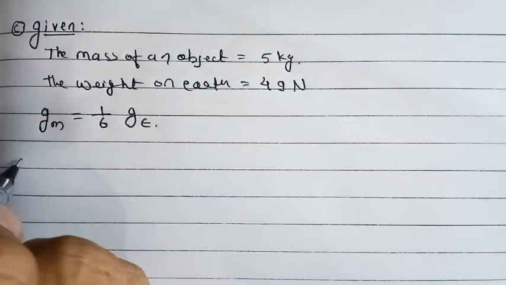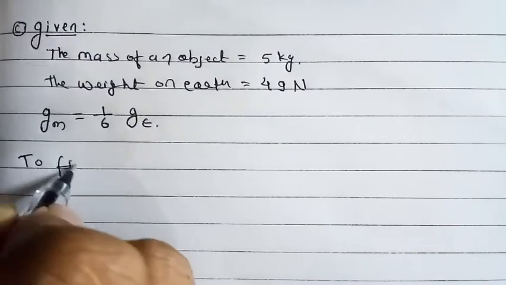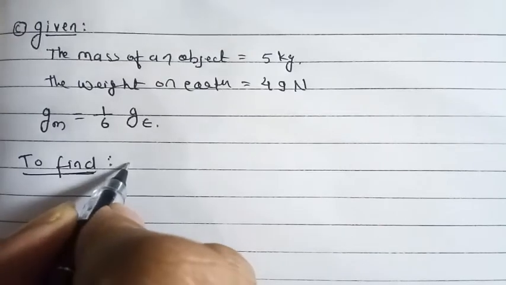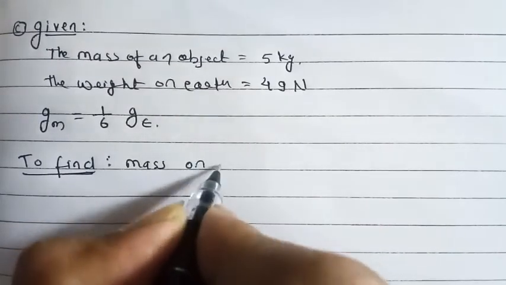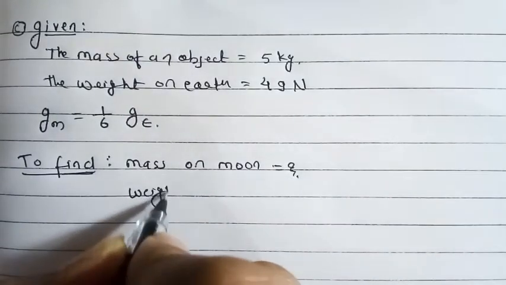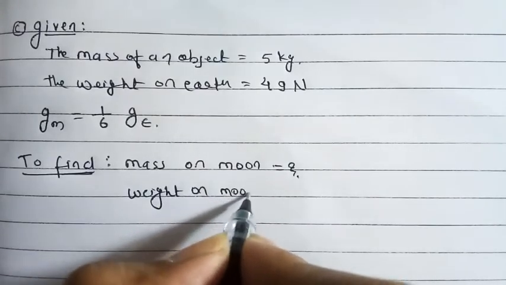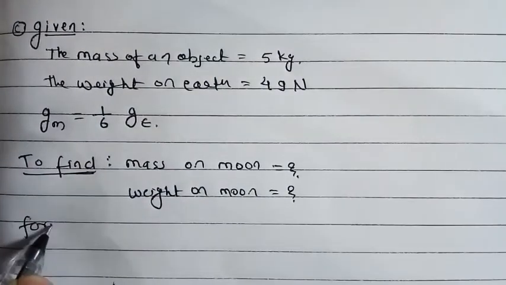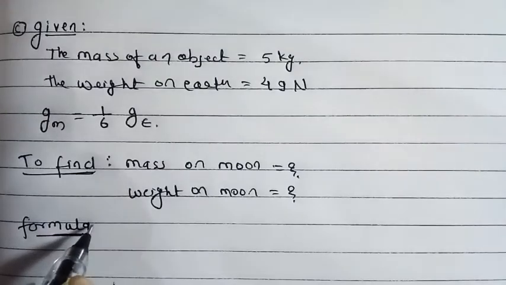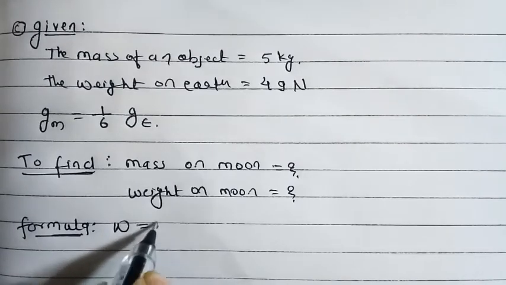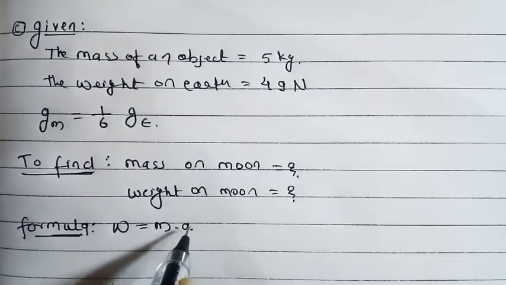Now we have to write what to find. What we have to find: mass on moon, question mark, and weight on moon, question mark. That means we have to find these. Now we have to write the formula. So which formula are we going to use? We use W equals mass into acceleration. Acceleration is nothing but g, so we write W = mg.